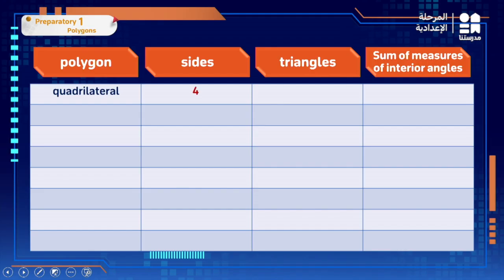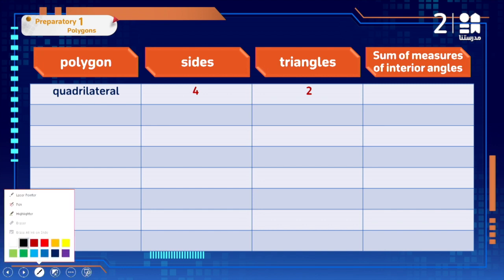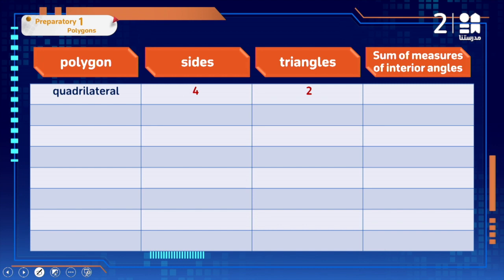Okay, we are going to make a comparison between the polygon, the number of sides, triangles, and the sum of measures of interior angles of any polygon. Number 1, for the quadrilateral, the number of sides is 4. Triangles is always subtract 2, so here I'm going to write minus 2. Always subtract 2 from the number of sides. And the sum is this number of triangles times 180.